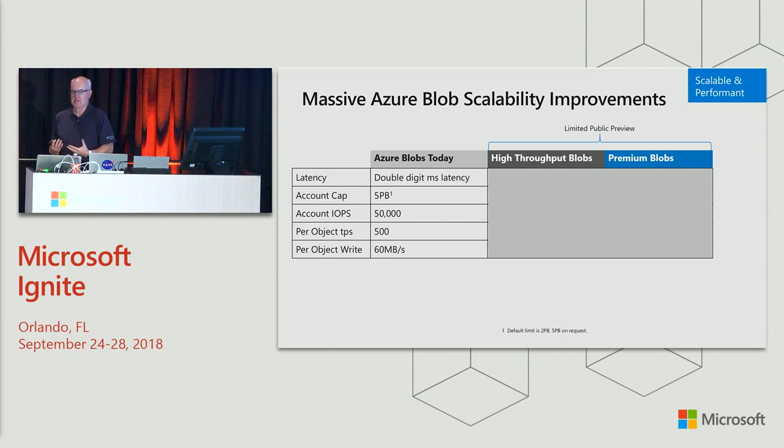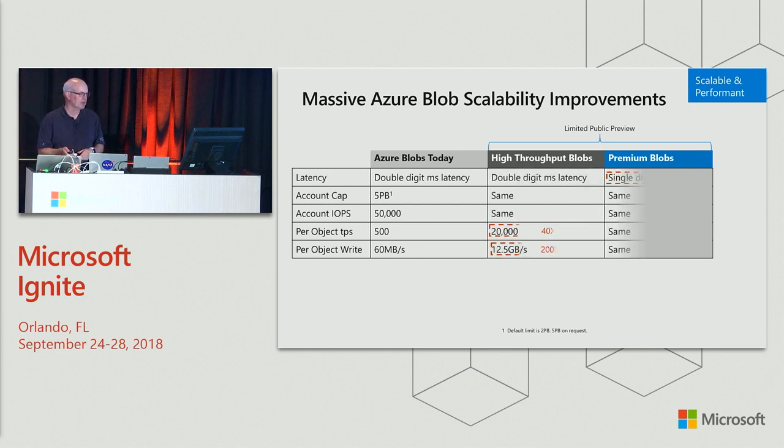Now, so what does that mean? At the end of the day, it means that if you look at Azure Blobs today, we have double-digit millisecond latency, we got a certain capacity, we got 500 transactions per object, and 60 megabytes of write performance. I probably already gave away the last row here when we pull away the curtain and look at where we're heading. So the limited public preview, we can do 20,000 transactions on a single object, and we could do 12.5 gigabytes a second in and out of a single object. That's significantly higher than 60 megabytes a second.